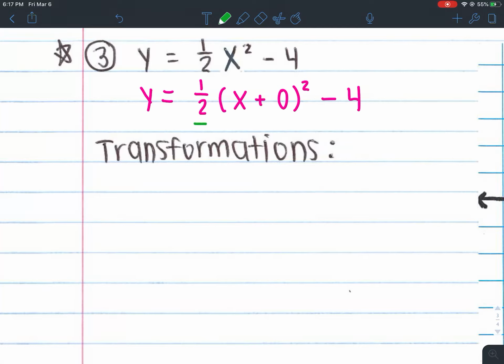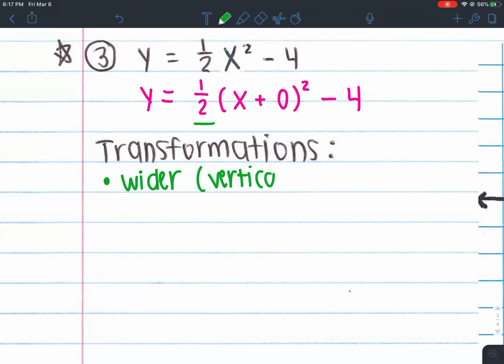Okay, so the first transformation I see is the 1/2 in the front. It's not negative, so there's no reflection, but I have a 1/2. Now, 1/2 is the a value. Remember, the a value tells me whether it's going to be narrower or wider. So is 1/2 bigger than 1 or less than 1? It's less than 1. It's actually in between 0 and 1. Because it is less than 1, it's going to make my quadratic wider.